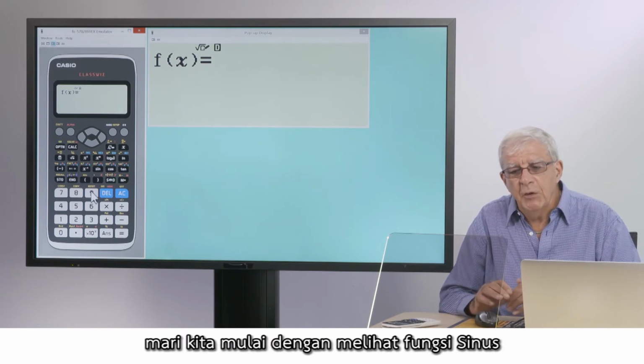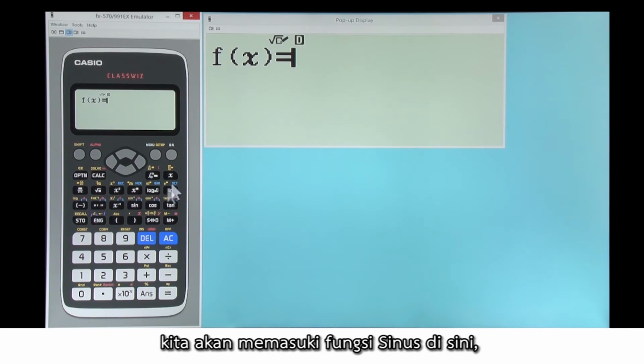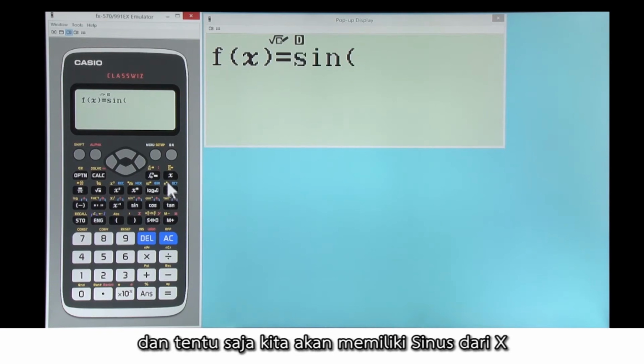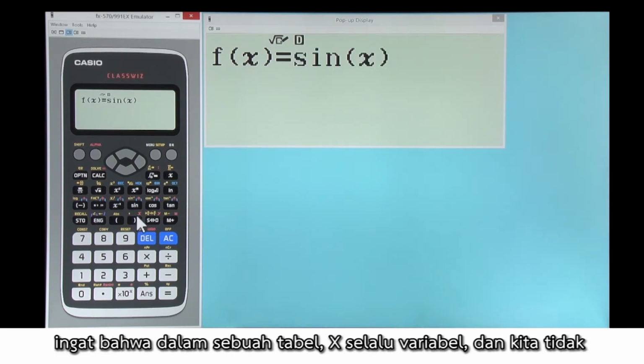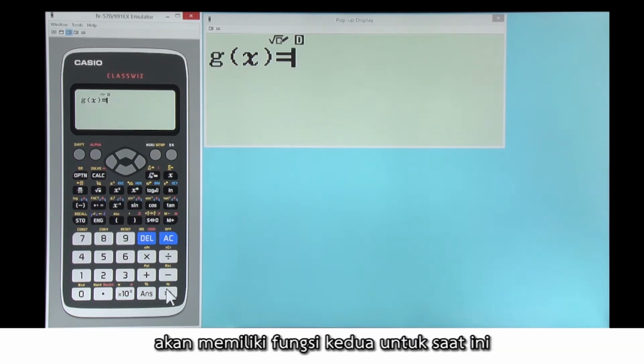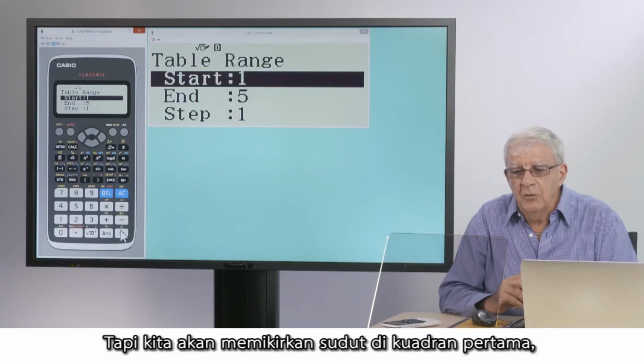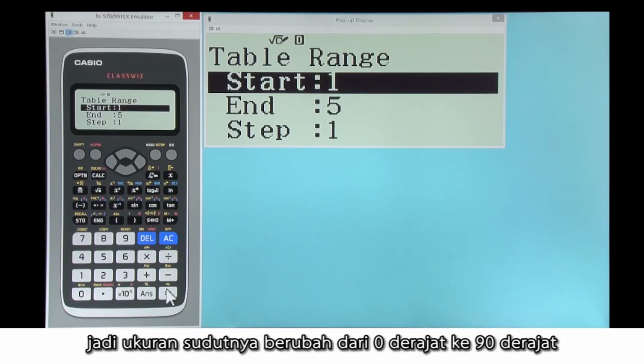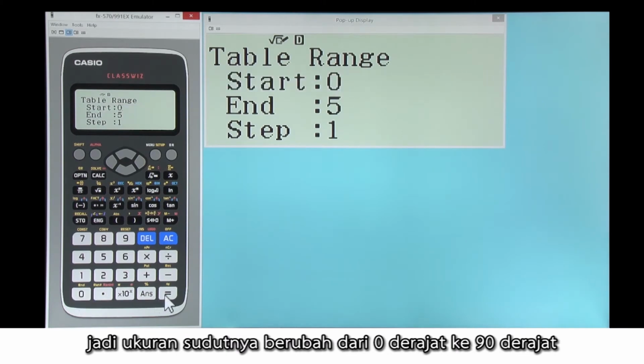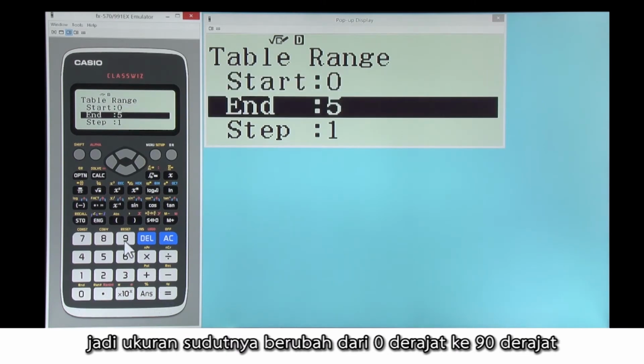So let's start by looking at the sine function. We'll enter the sine function here, and of course we'll have the sine of x. Remember that in a table, x is always the variable. And we won't have a second function for the moment, but we'll think about the angles in the first quadrant. So the angle sizes go from 0 degrees to 90 degrees.